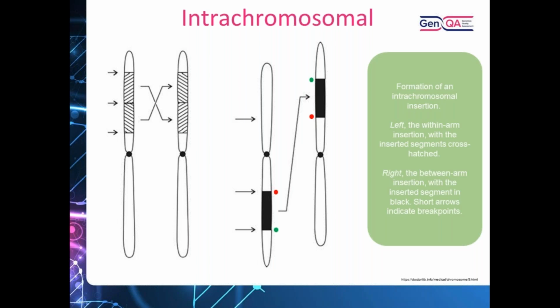So in the second half of this diagram, if you look at the red and the green spots, as the segment has moved from the Q arm to the P arm, then it needs to flip over to maintain the orientation. So the red spots and the green spots maintain the orientation to the centromere. This is a direct insertion, even though you might think it's inverted because it's flipped over relative to the chromosome. It needs to maintain the orientation to the centromere. The left part of the diagram shows a within arm insertion with the inserted segments cross-hatched, and the right-hand side shows a between arm.